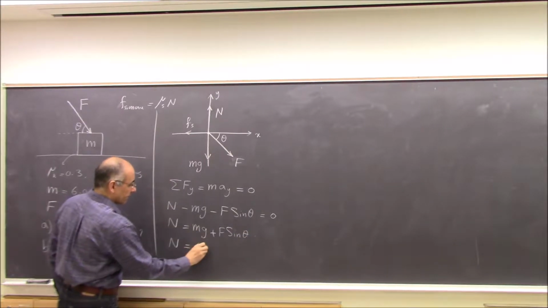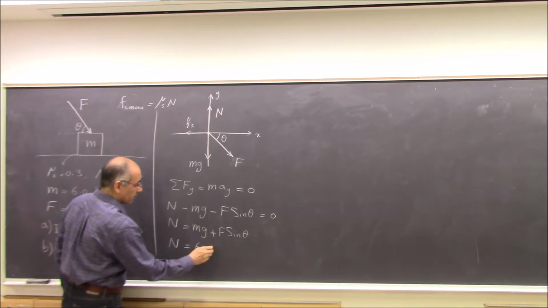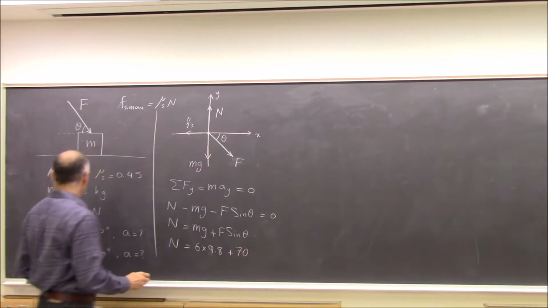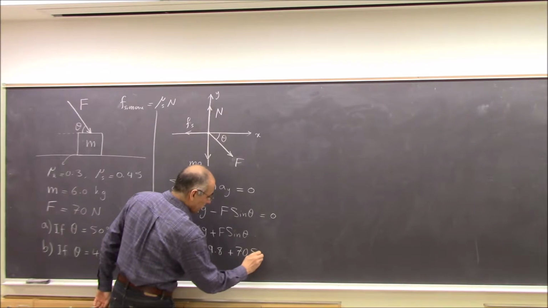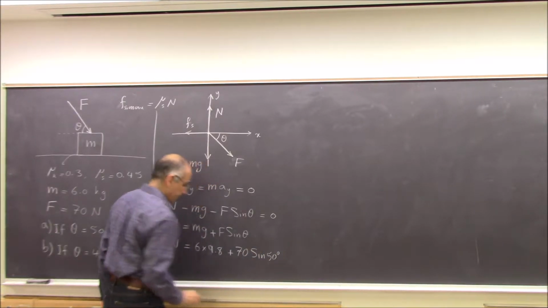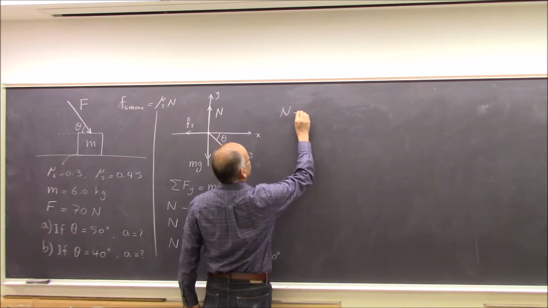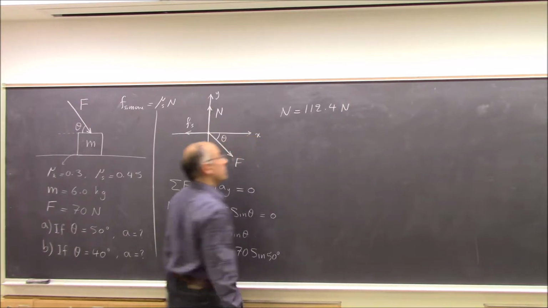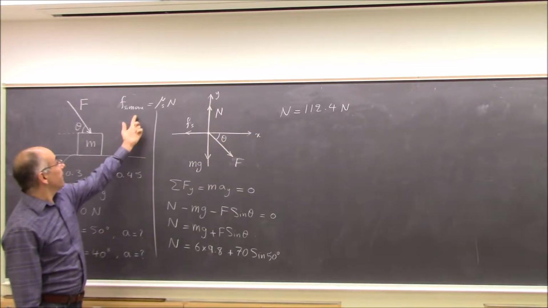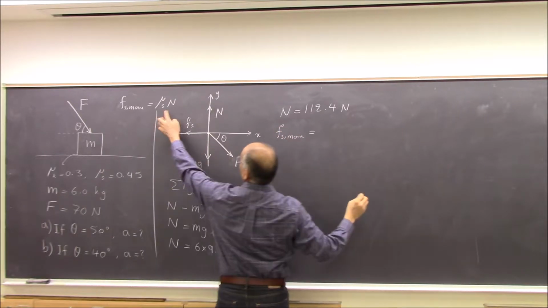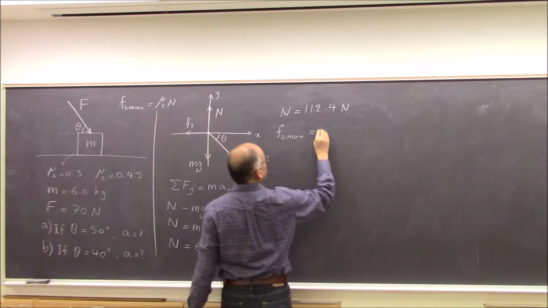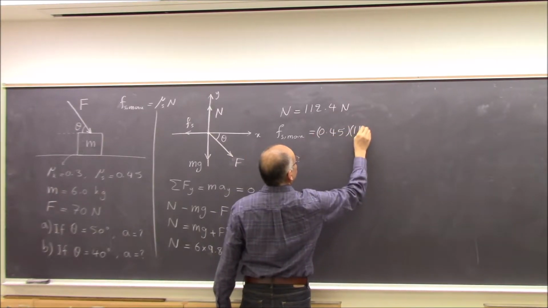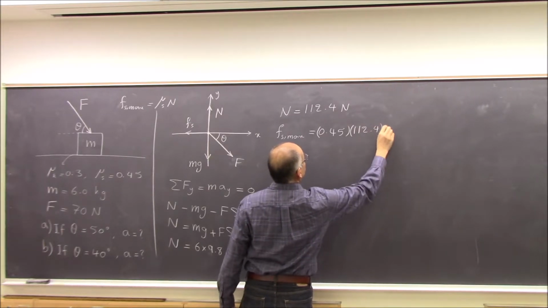What is it? M is 6 times 9.8 plus 70 times sine of theta, which for part A is 50 degrees. Sine 50 degrees. How much is that? 112.4 Newton. And then we need to find Fs max. Fs max will be mu s times N. Mu s is 0.45, so 0.45 times 112.4. How much is that? 50.58.